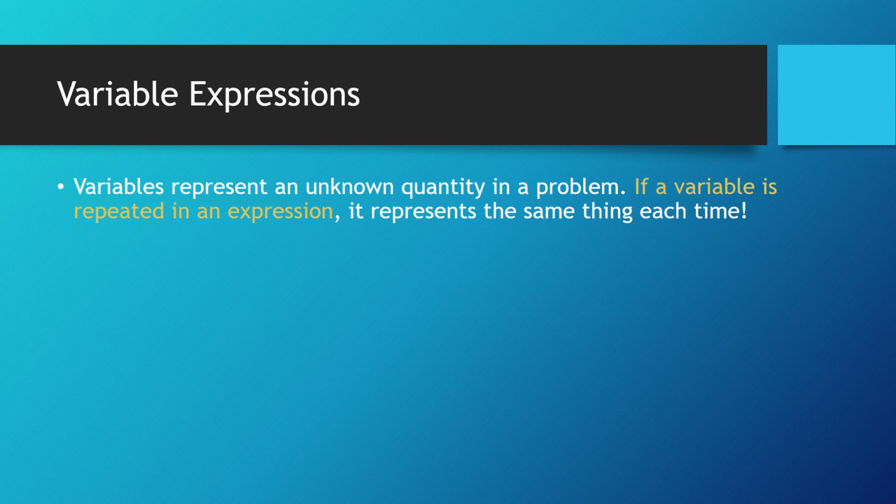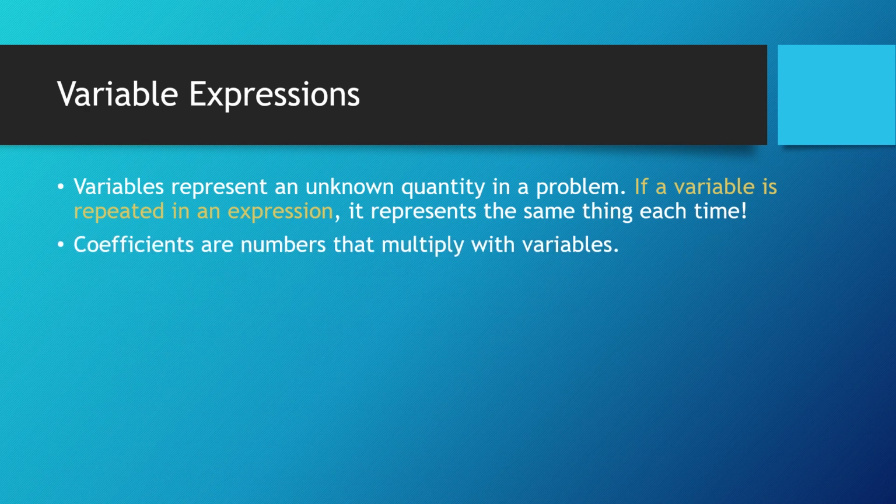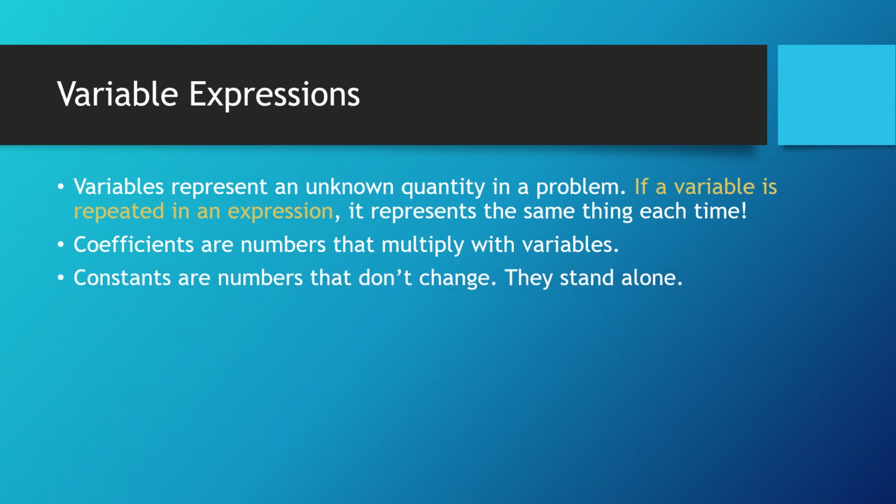Variables in an expression always represent something that is unknown. And if your variable is repeated or used over and over again in a problem, it's going to represent the same thing everywhere in that problem. So if you're using x twice in a problem, it's going to stand for the same thing both times. Coefficients are numbers that we multiply with variables. They stand up in the front usually. And then constants are numbers that don't change. They stand by themselves and are not attached to any variables at all.